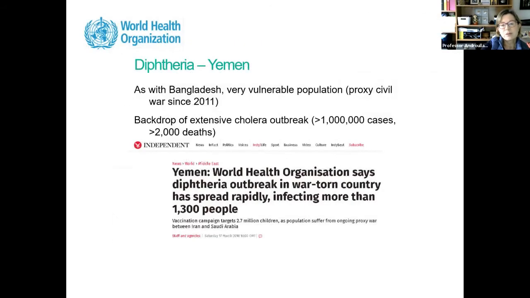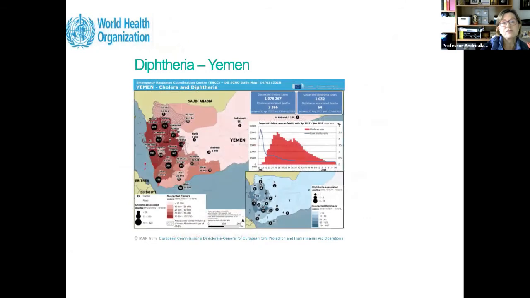And one of the most sad and devastating areas is, of course, Yemen. There were thousands of cases, and they're still suffering from not only diphtheria, but other infectious diseases, in particular cholera. And just to give you an idea, in one particular year, there were more than 1 million cases of cholera and over 1,000 cases of diphtheria.